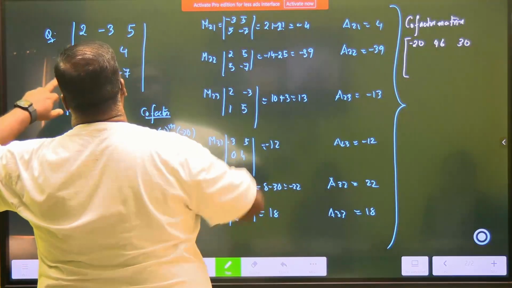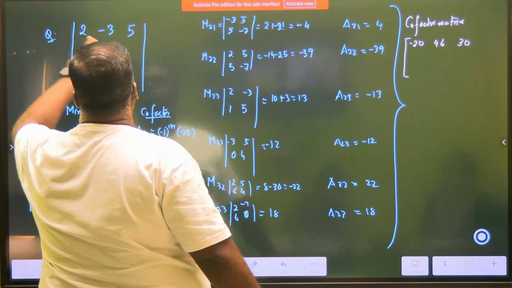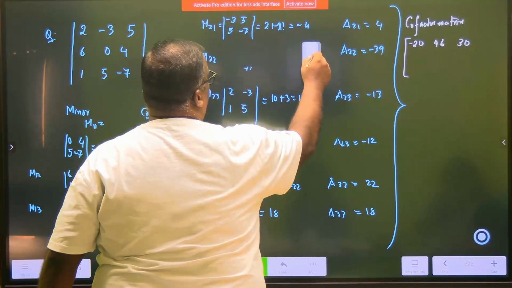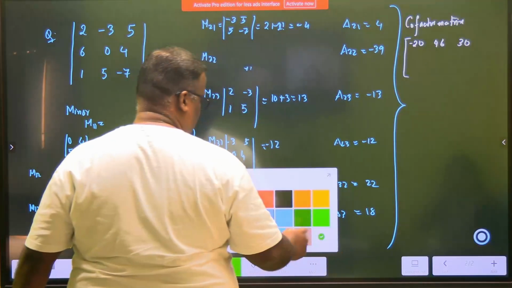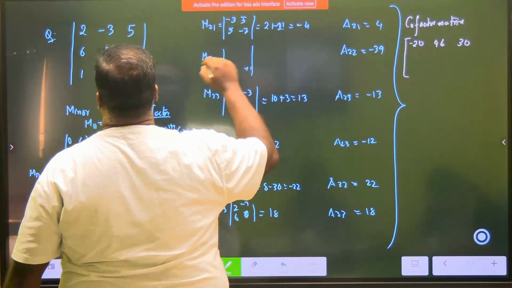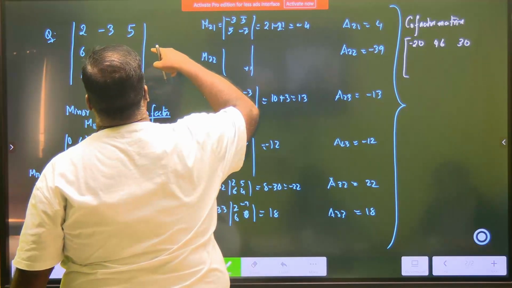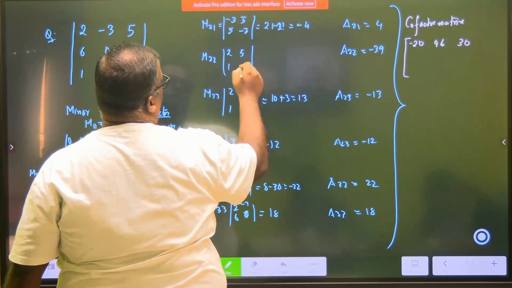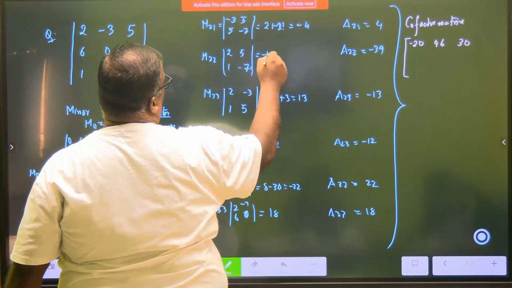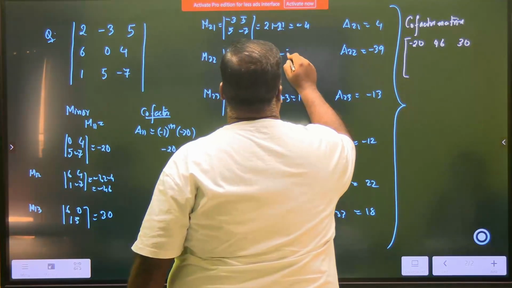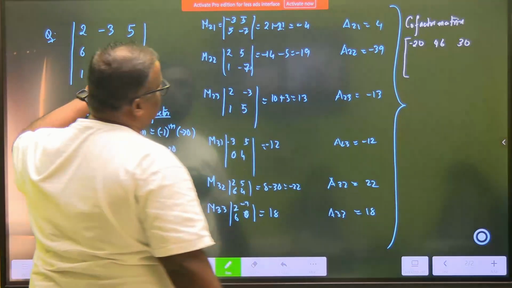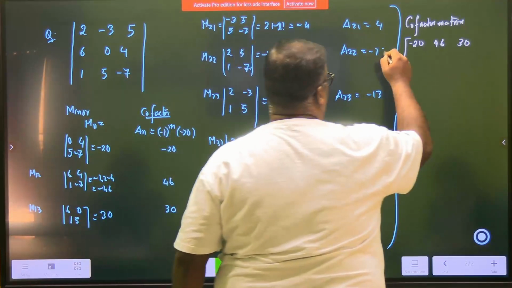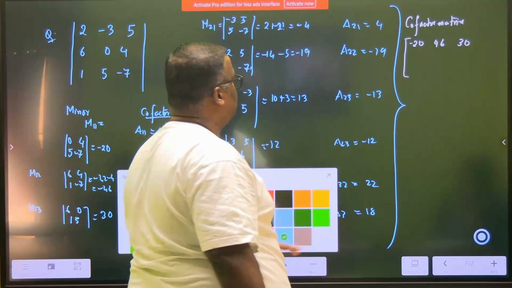Which is it? M22. M22 is 2, 7, 1 and 5. Sorry, this is 2, 2, right? So it's 2, 5, 1 and negative 7, which is equal to negative 14 minus 5, which is equal to negative 19. And since this is on this position, this one will remain minus 19. Fine. So let's complete this.